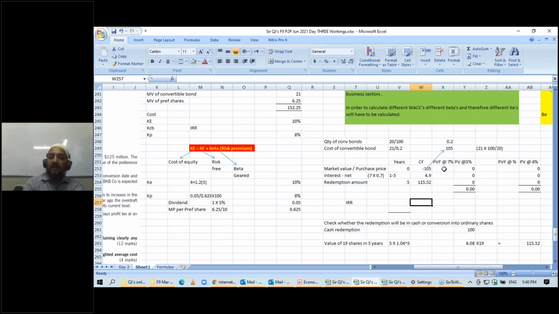Okay, now at 7%, the present value fraction at year 0 will be 1. From year 1 to 5, the annuity fraction will be 4.1 at 7%, and 0.713 will be the present value fraction. This gives you minus 2.54. This means that we have to take another rate which will be lower, so I'm taking a 6% rate, and at 6% the present value fraction will be 1, the annuity fraction will be 4.212, and the present value fraction at 6% for 5 years will be 0.747. So this gives you an NPV which is positive.